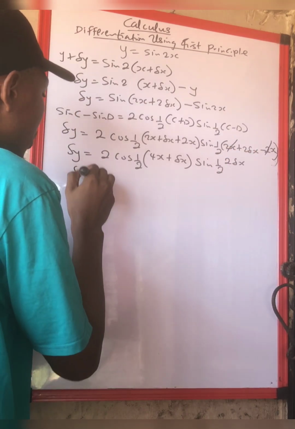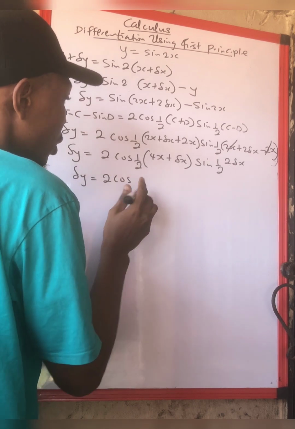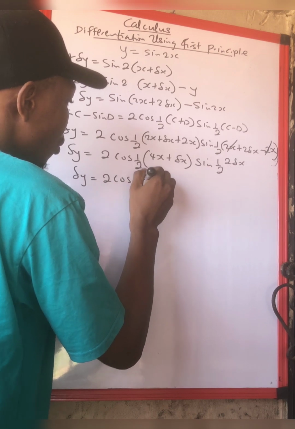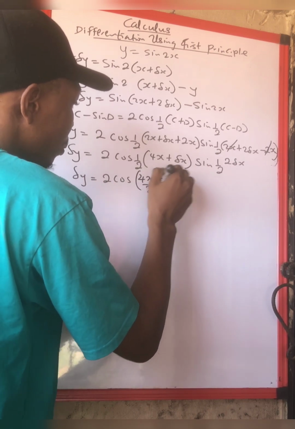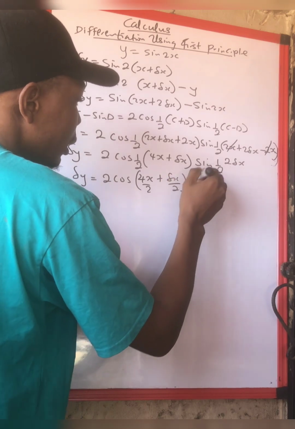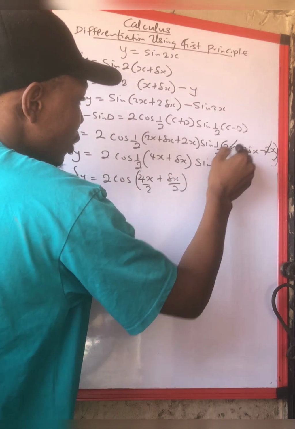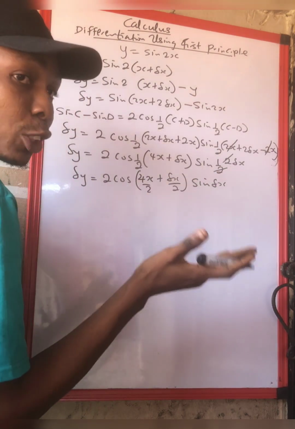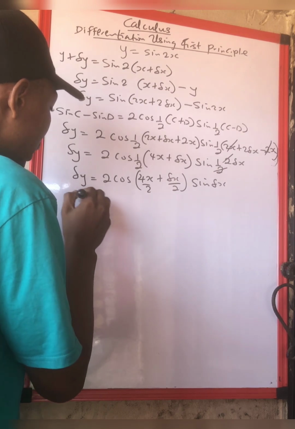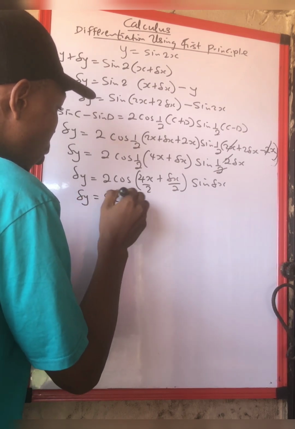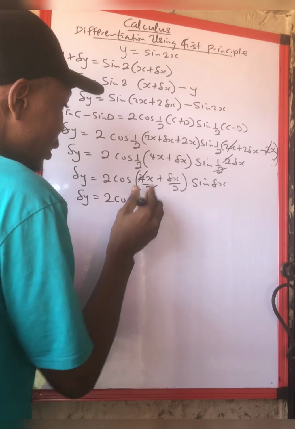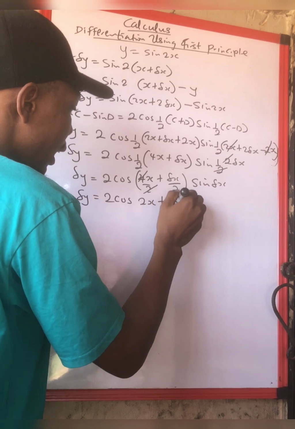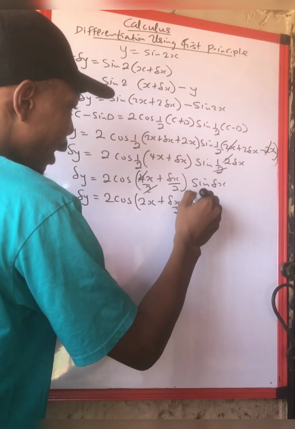So from there, change in y equals 2 cos. Don't forget, this half is affecting everything here. It becomes 4x over 2 plus 2 change in x over 2. This 2 can cancel out 2, and we'll be left with sine change in x. Then after that, I can divide through by change in x. But before that, change in y equals 2 cos, and this can cancel out, leaving 2x plus change in x.